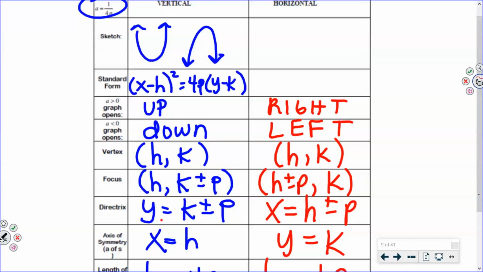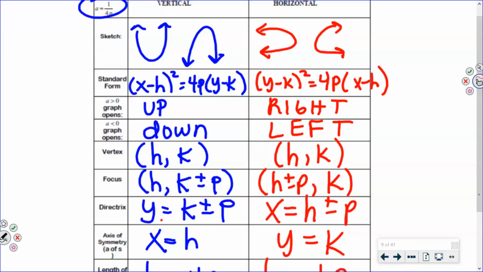And then standard form kind of looks like the first column. It's just going to be y minus k by itself now, and that's going to be 4p times (x minus h). And then just sketch a couple of sideways parabolas, and we are ready to move on to the next one.